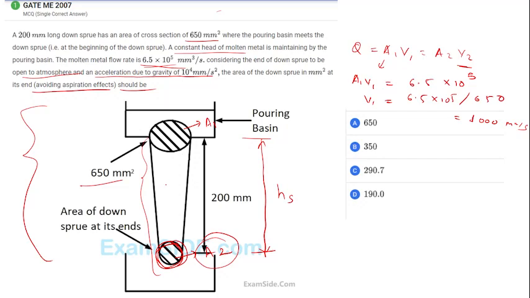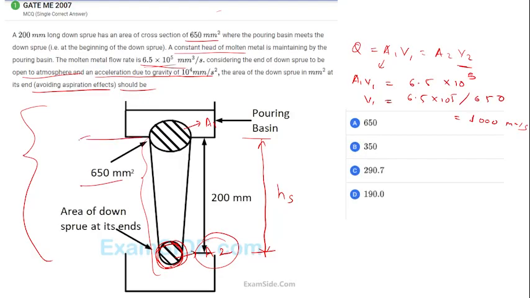Bernoulli equation. Bernoulli equation, correct. Okay, you have to make a guess. Firstly, get to know what is happening and what you have to do. Now we will write the Bernoulli equation. This is your point 1 and this is your point 2. So for these two points, we will write a Bernoulli equation. What will the Bernoulli equation be here?